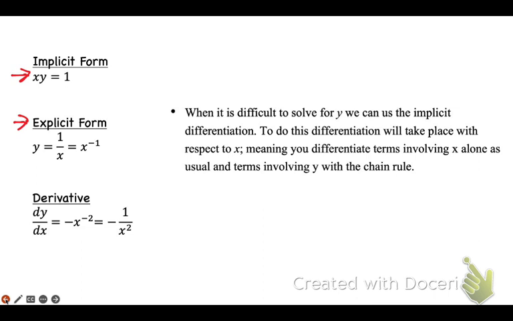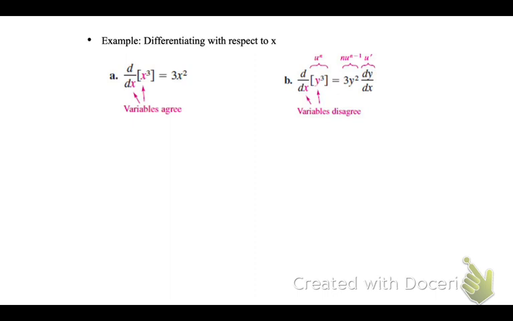So when we can solve for y, we can use explicit, and when we don't want to solve for y, we can use the implicit differentiation definition. To do a differentiation, we will take place with respect to x, meaning the different terms. So when it's not solved for one variable, then you have to use implicit, and you still don't know what implicit is, and that's okay.